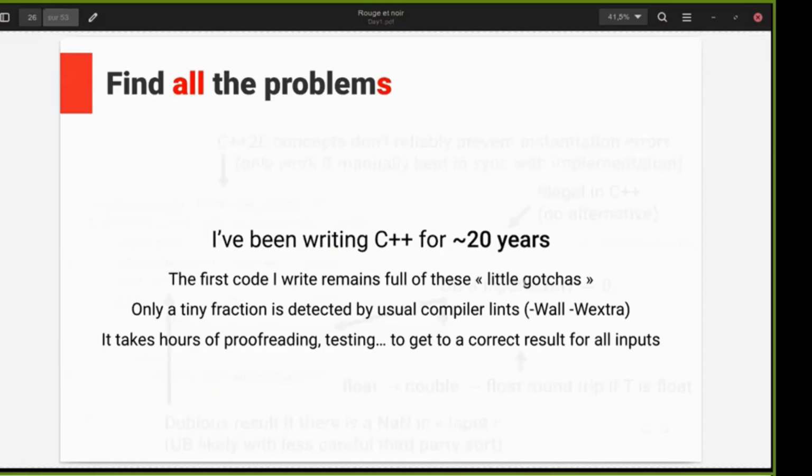My point is, I've been writing C++ code for something like 20 years now. And even after all this time, the first code I write to solve any particular problem remains full of these little issues. They are not big issues, but there are many of them. And only a tiny fraction of these issues is actually detected by the usual compiler warnings. It takes me hours of proofreading, testing, and lots of cleverness, thinking about unusual test inputs, to finally get a correct result out of my programs for all possible inputs.